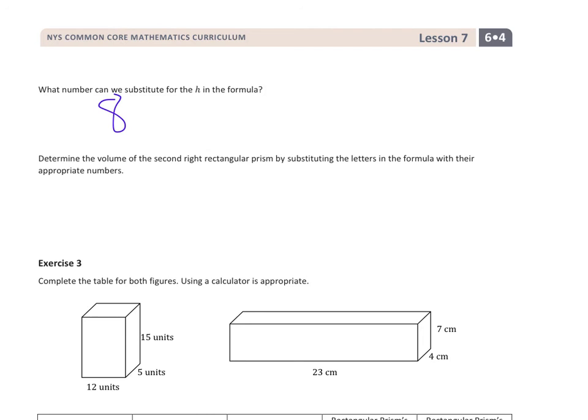So we know that the formula for volume is length times width times height, which in this case is 6 times 2 times 8. So 6 times 2 is 12, and 12 times 8 is 96. And we know this is in centimeters, and because we're talking about volume, this is going to be centimeters cubed. All right, go ahead and work on exercise 3 and come see me once you are finished. Good luck, 6th graders.